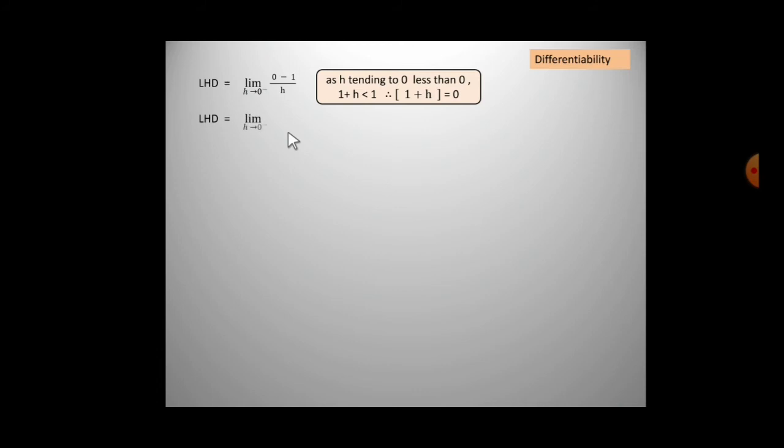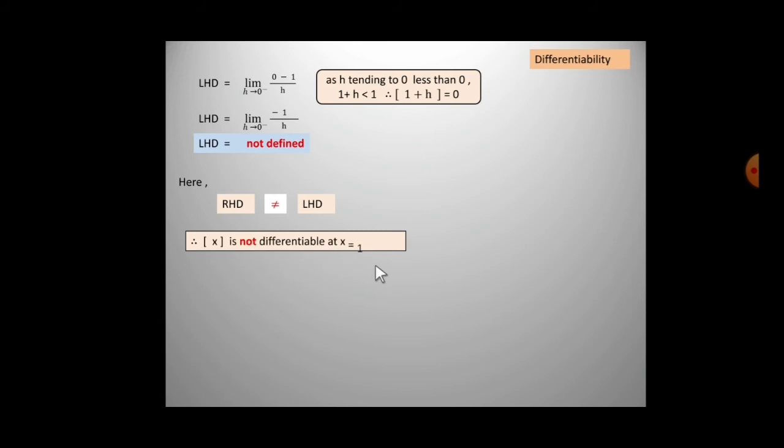So here, minus 1 upon h. So the limit of this function does not exist, because as h approaches 0, this value becomes higher, that is infinity. So therefore it is not defined here. We cannot find the limit of this 1 minus 1 upon h term. So it is not defined. So here you can see that the left hand derivative and right hand derivative are different, they are unequal. So therefore what we can say is, it is not differentiable at x equal to 1.